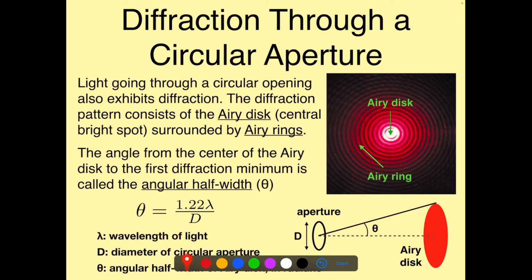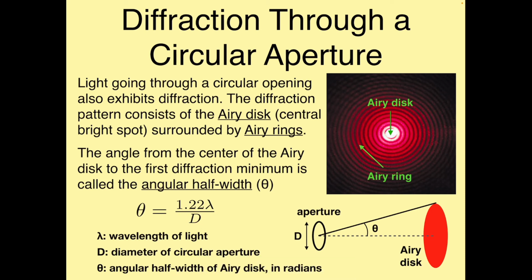The angle theta goes from the center of that disk out to the edge. So it's half of the width of the disk, and we're giving that as an angle. So that's what theta is referring to, the angular half-width of the Airy disk. Now lambda, of course, is the wavelength of the light, and then capital D is the diameter of the circular aperture. So basically, theta tells us how big that Airy disk is, so it tells us how much the light is spreading out. We can calculate that simply based on the wavelength of the light and the diameter of the aperture.